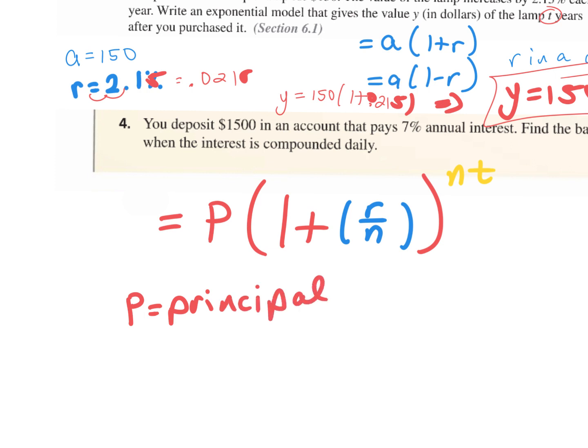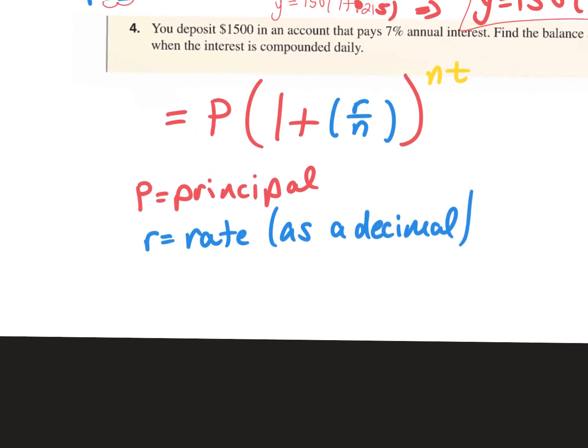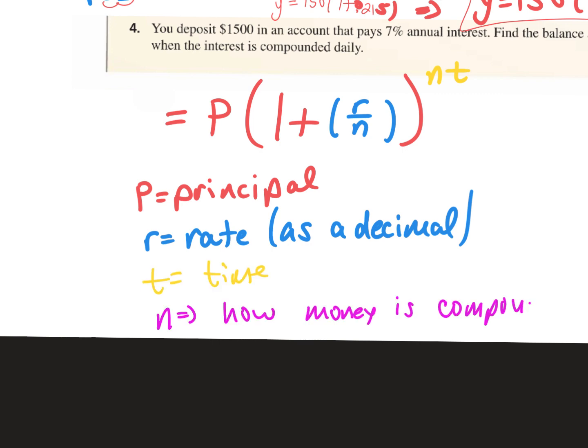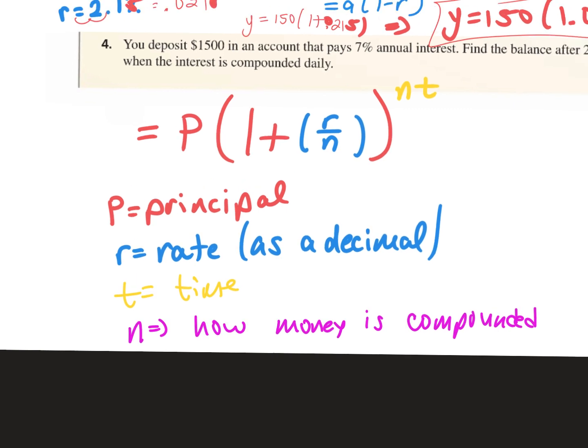What's your R? It's your rate, and you need to write it as a decimal. What is T? Time. Perfect. And then what is this tricky little one, the N? It's how the money is compounded. They're always going to use the word compounded. They're going to say it's compounded monthly, quarterly, weekly, all that stuff. We went over that on one of the slides. Make sure you guys are familiar with those words.